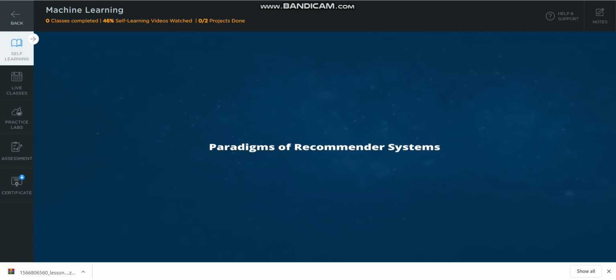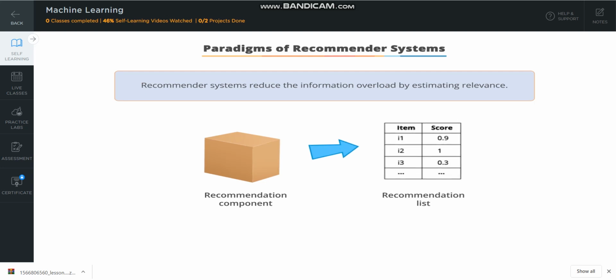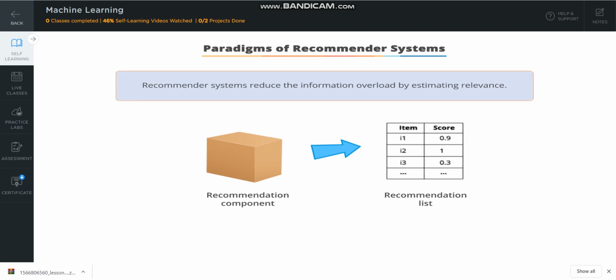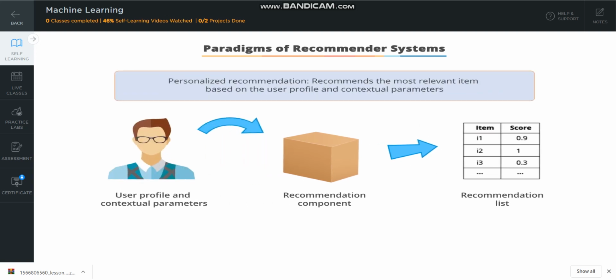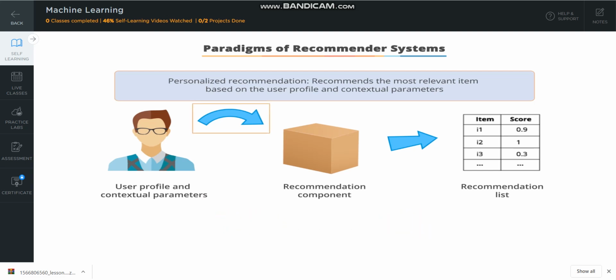Paradigms of recommender systems. Recommender systems reduce information overload by estimating relevance. As shown in the given image, a recommender system matches the relevance of the recommendation component with the recommendation list, and based on the relevance, it decides the recommendation. What are personalized recommendations? The most relevant item is recommended based on the user profile and contextual parameters. Every day, massive amounts of information are generated, and the existence of a large amount of information makes it difficult to find the required information. Personalized recommendation is the process of alleviating the problem.